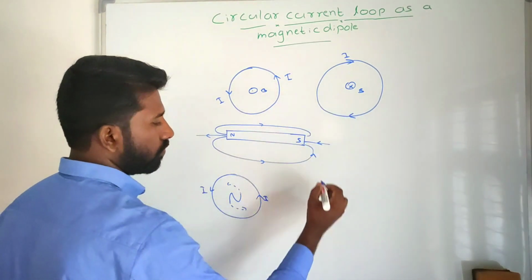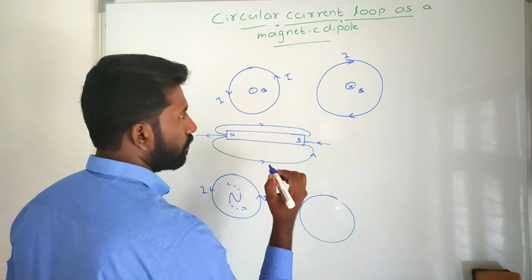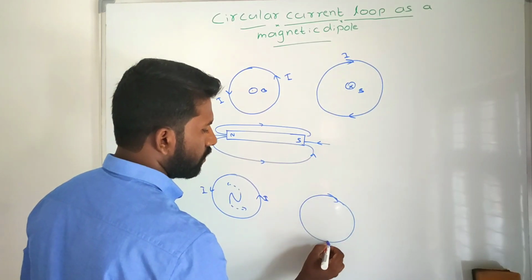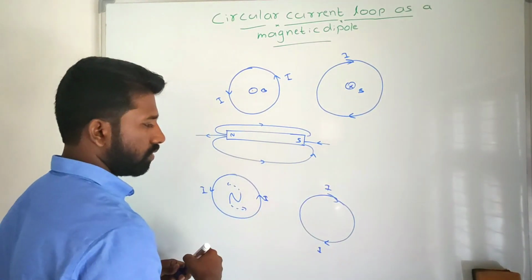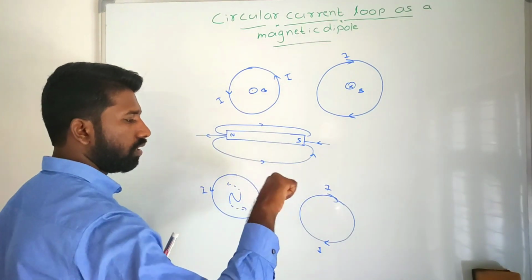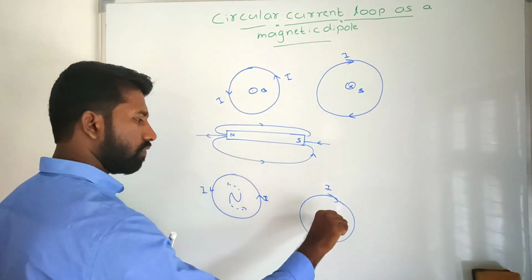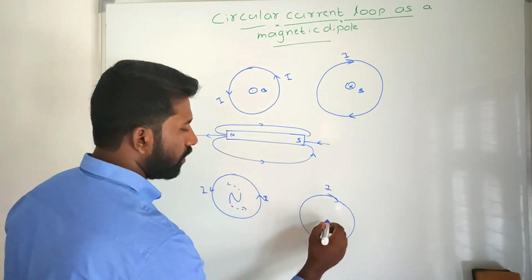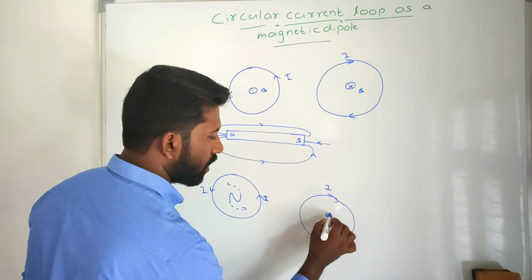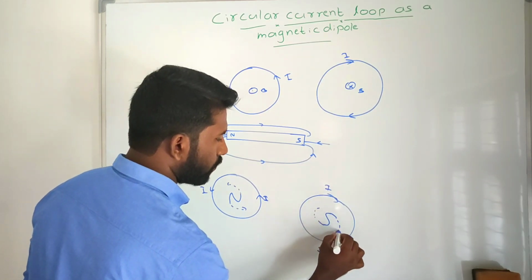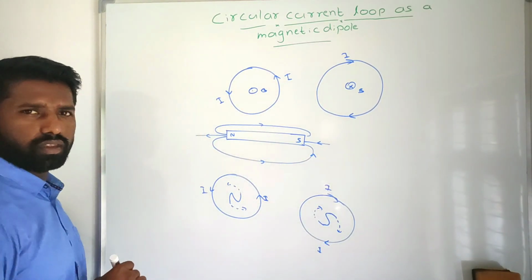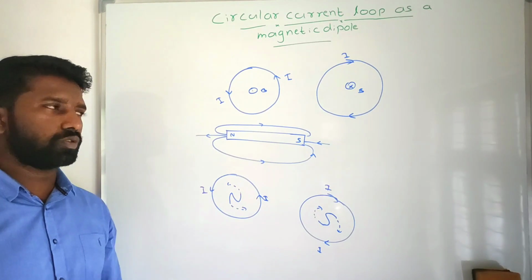Okay, and for this loop I will apply the right hand rule. I will get the direction of the magnetic field going into it. That means the field line is entering. The field line is entering, so that acts like a south pole. So this acts like a south pole. Okay, clear?